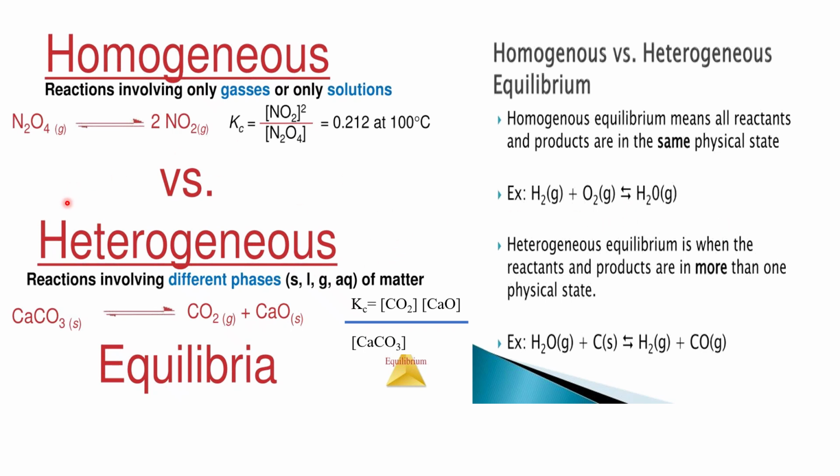The second type is heterogeneous equilibrium, which has different phases. For example, CaCO3 forms CO2 gas and CaO solid. So it forms both solid and gas, that is, more than one physical state. These are called heterogeneous equilibrium.